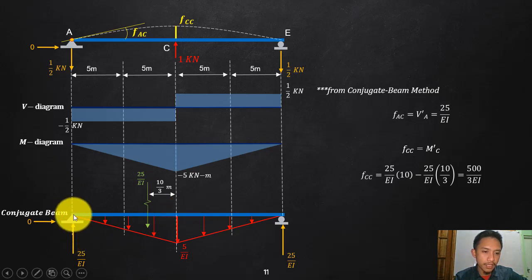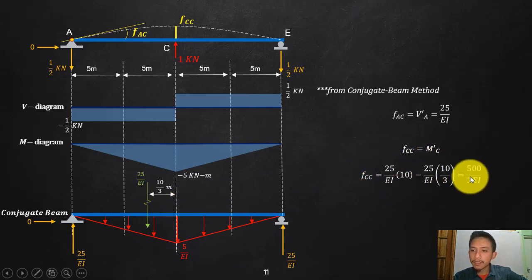So the shear here is the reaction, which is 25 over EI. That is your FAC. And then again, the moment at point C is the deflection FCC. I will still consider the left side: the reaction and the resultant of the triangle. The resultant of that is 25 over EI, and the moment arm from the centroid of that is 10 over 3, 1/3 of your 10. So again, clockwise positive, so 25 over EI times 10, and then this one which is counterclockwise negative, 25 over EI times 10 over 3.